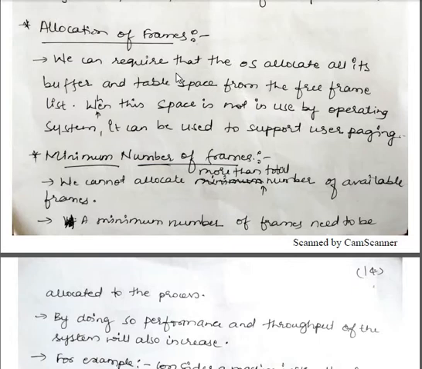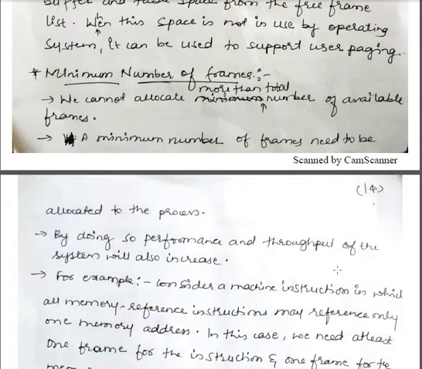Suppose we are allocating the maximum number of frames. If that particular process is not using all those frames, then the free frames will be wasted. And suppose we are allocating very few frames. What will happen? Page faults go on increasing because there are no free frames. A page fault happens and page replacement has to take place. So neither more nor less. The minimum number of frames should be allocated, for good performance and increased throughput.